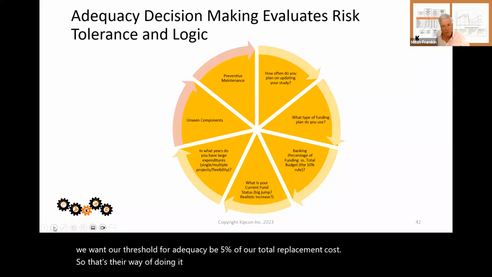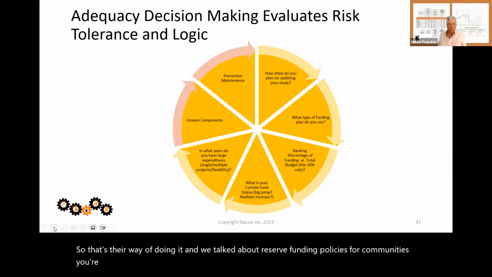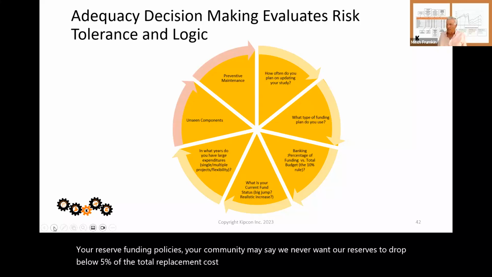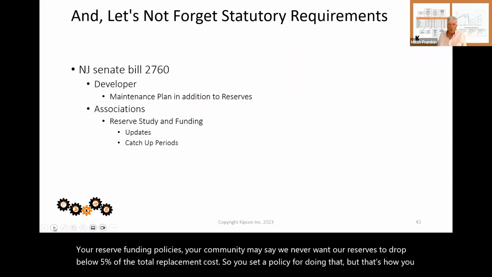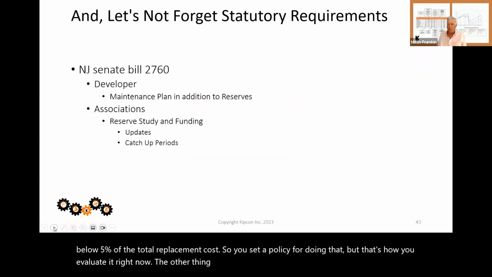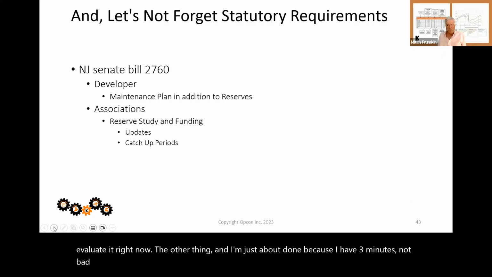And we talk about reserve funding policies for communities. Your reserve funding policy for your community may say, we never want our reserves to drop below 5% of the total replacement cost. So you set a policy for doing that, but that's how you evaluate it. All right, now, the other thing, and I'm just about done because I have 3 minutes, not bad timing, is that there are statutory requirements that are connected to this in terms of setting your adequacy.